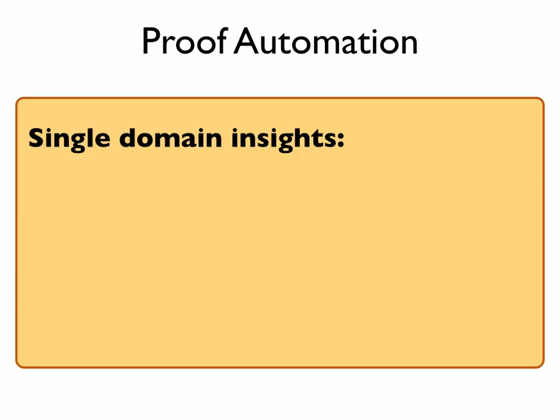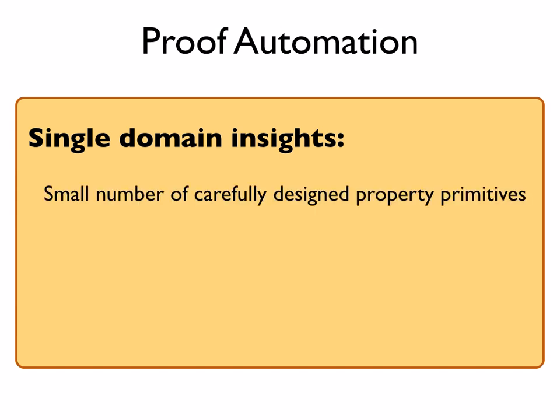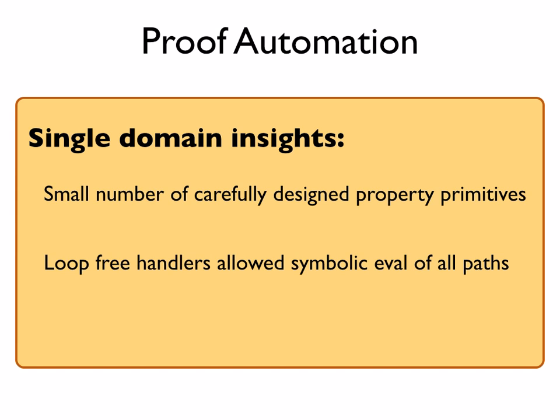And how are we able to achieve this level of automation? Well, the key was isolating a single domain, and in particular, that gave us the following insights. First, we carefully designed our property primitives, such as enables, to be expressive enough to capture many important properties of reactive systems, but simple enough to enable significant automation. And second, we observed that for the reactive systems we considered, it was sufficient for handlers to be loop-free. That is, no loops within handlers. And by restricting handlers to be loop-free, this allowed the automation to symbolically evaluate all possible paths through a given handler.